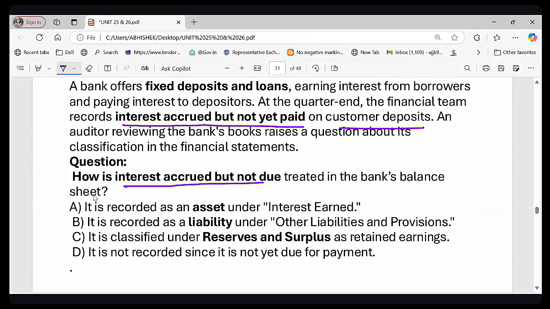Option A, it is recorded as asset under the interest earned. Option B, it is recorded as liability under other liability and provision. Option C, it is classified under reserves and surplus as retained earning. Option D, it is not recorded since it is not yet due for payment. What do you think?